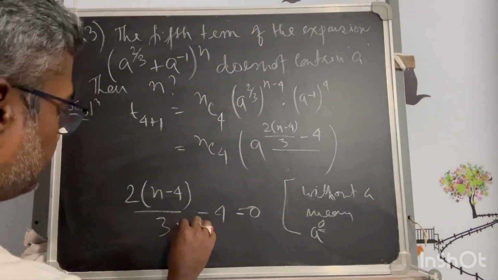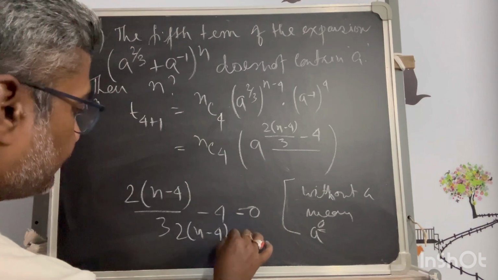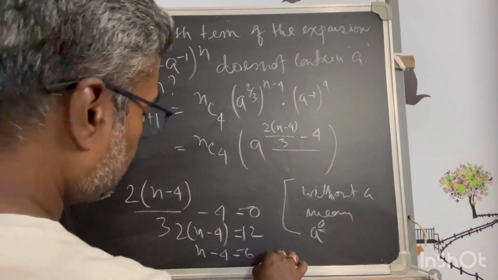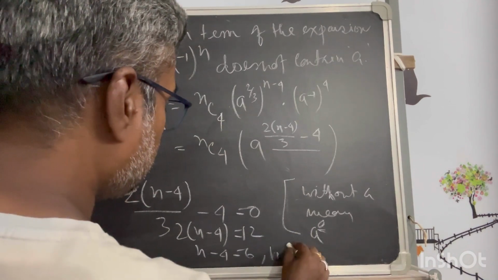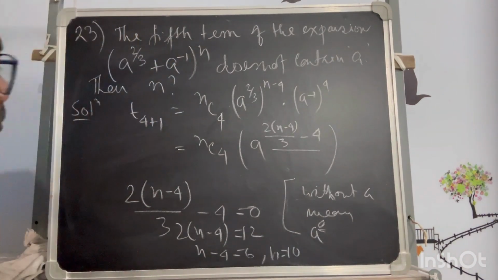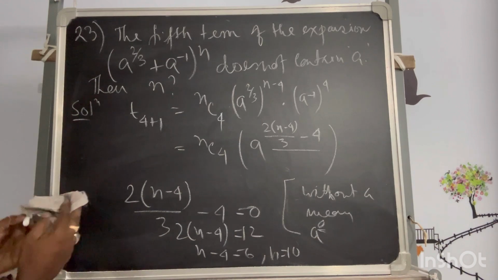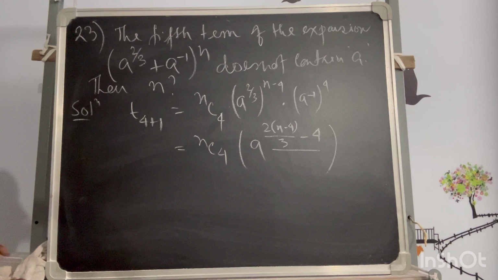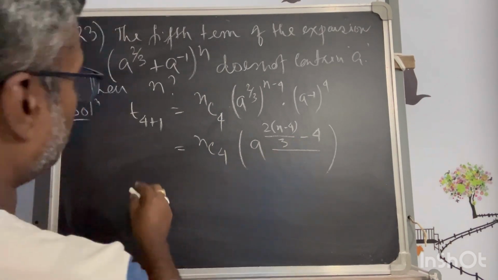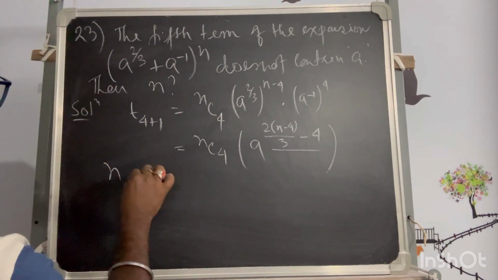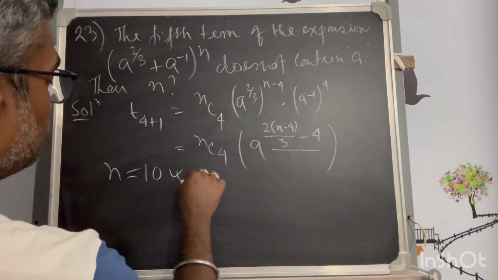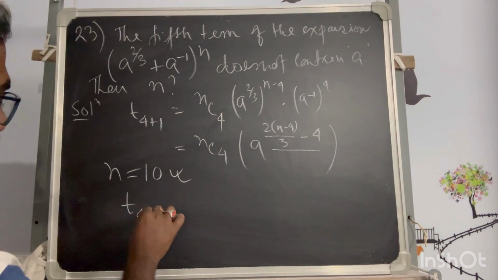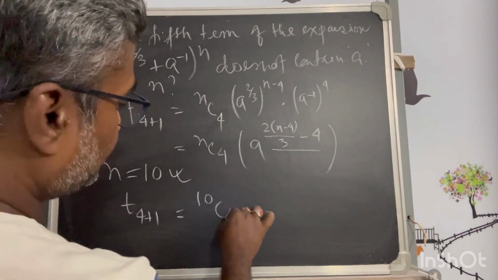So 2 to the power n minus 4 is equal to 12. So n minus 4 is equal to 6, and n is equal to how much? 10. So you know the n value is 10. That is the only thing you needed. n is equal to 10. So this is the ask, and if further it is asked what the term value is, 4 plus 1 is equal to 10C4 will be the answer.